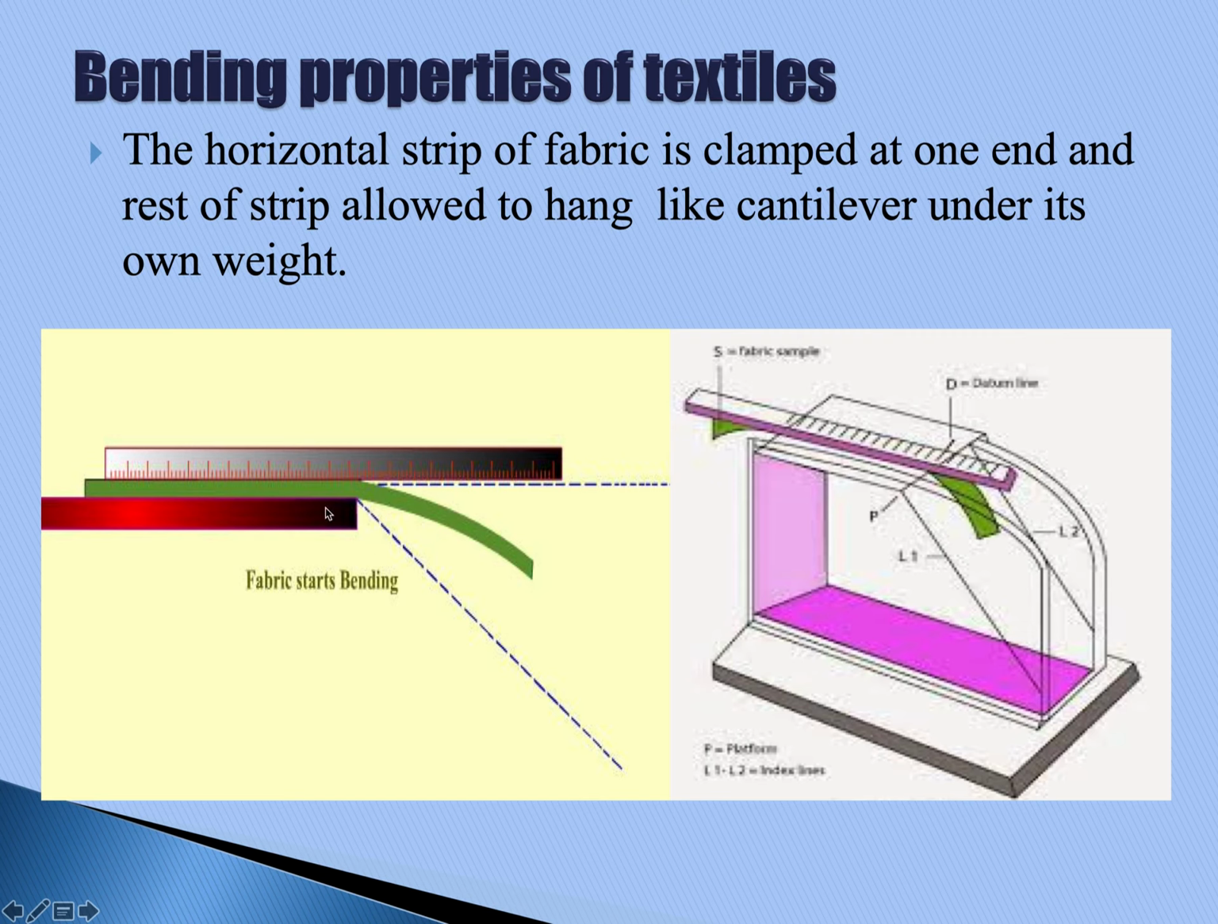Generally the reference line is given, and for this instrument, as the tip of the fabric reaches this line, it will be making an angle of 41.5 degrees, and at this position we measure the overhanging length of the fabric, that is, how much of the fabric has reached that point. From that the bending length is determined in this instrument.